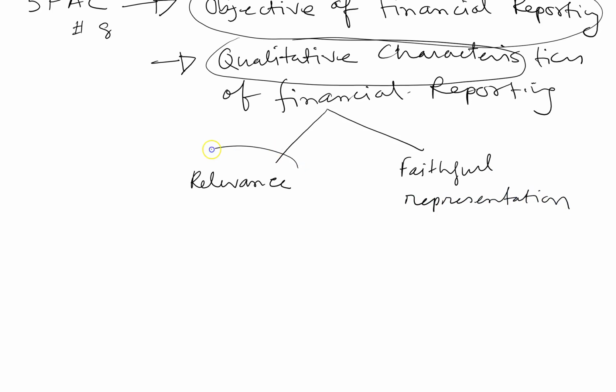So now what do you mean by relevance? Financial information is relevant if it is capable of making a difference in the decisions made by the primary users. That means if you find any information which can affect the decision of an investor, of course you can call the information relevant. Now, to judge that this information is relevant, you need to think of three qualities. One is the predictive value of that information. Second is the confirmatory value of the information.